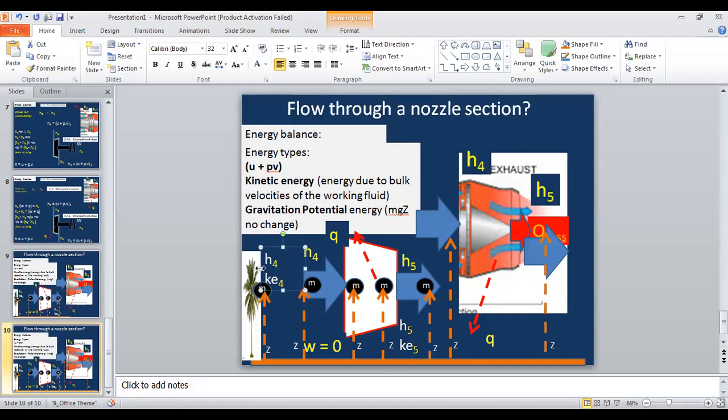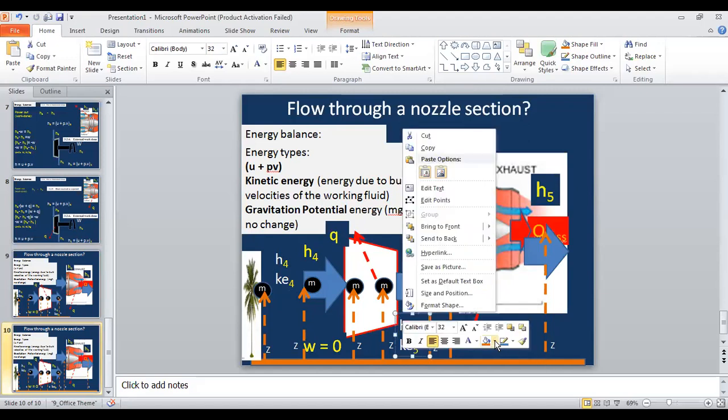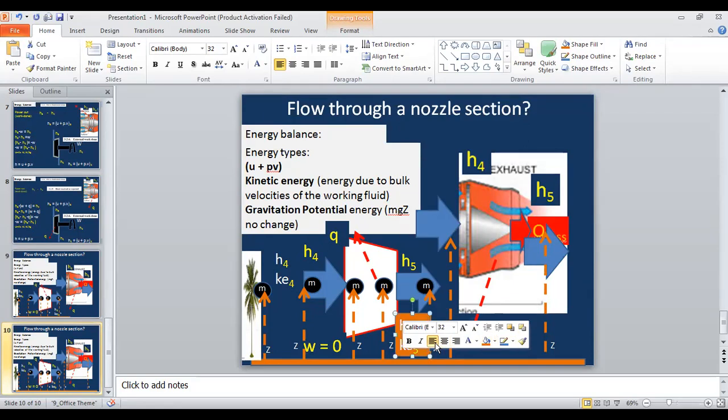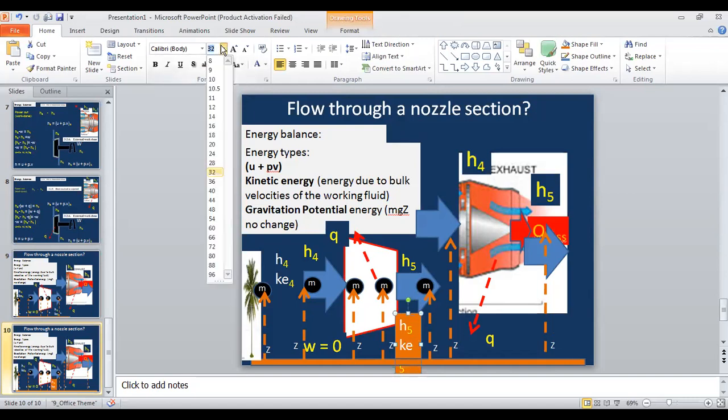H4, K4. Quite compact slide. But understanding is very important. Small, hopefully you can see this. Let me make it a little bigger.